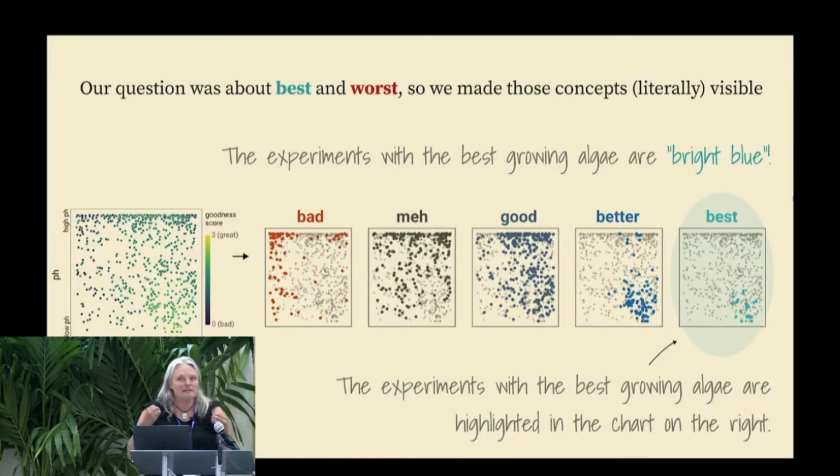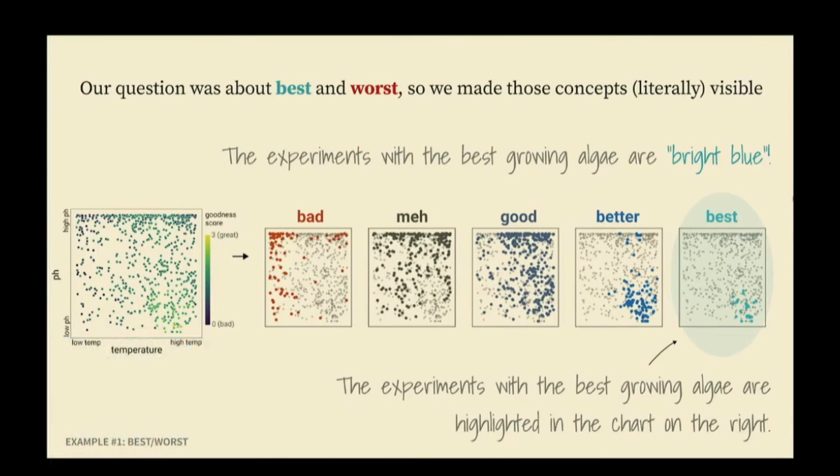And often my job feels very literal. Somebody tells me they care about best and worst, and I'm like, great, I'm going to make a chart that shows that. And how do you know if you're showing it? If you can talk about it and you can point to it. If you can say things like, oh, the experiments with the best growing algae are bright blue, or they're on the right.